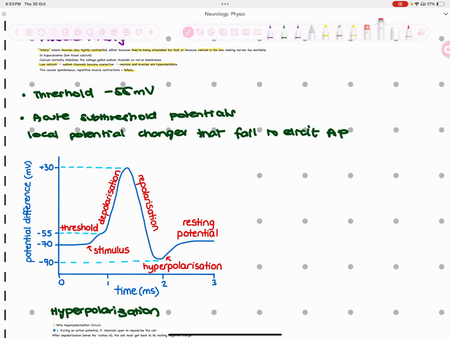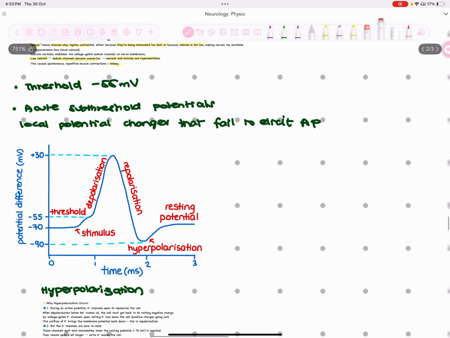Now moving on, very important, this chart. Let's just get done with this and then we're done. So here, this is the depolarization because of sodium influx, because of a potassium efflux, and then hyperpolarization. Why does hyperpolarization happen?